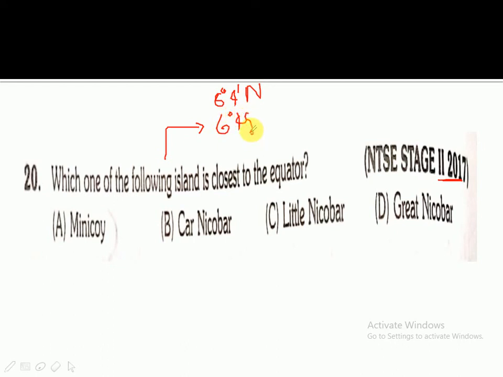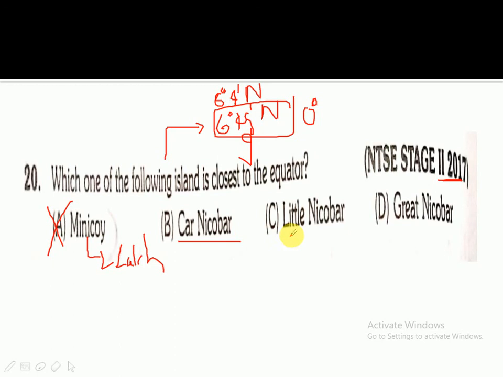6°45' north. Okay, so if that is the case, then Indira Point is the southernmost point, and that is closest to equator. Equator is 0°. Okay, now where is Indira Point located? It is not located in Minicoy. That's very obvious, because Minicoy is in Lakshadweep. It is not located in Car Nicobar or Little Nicobar.